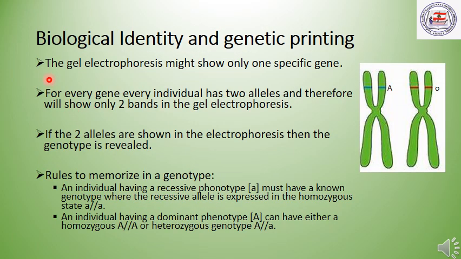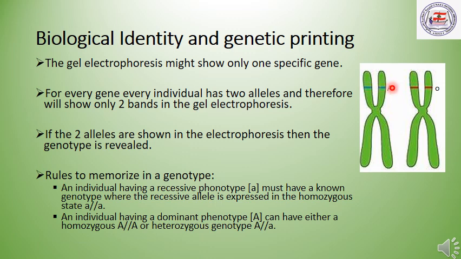Just like having DNA fingerprints that show several bands, indicating that the entire genome was used, we also have gel electrophoresis that can study specifically one gene. Every gene is found on a specific location on a specific chromosome of the cell.